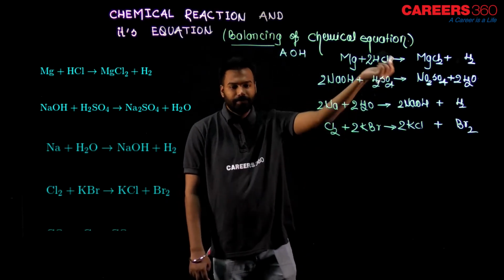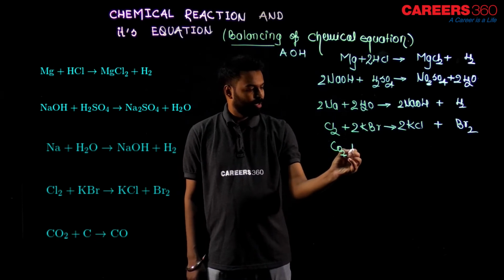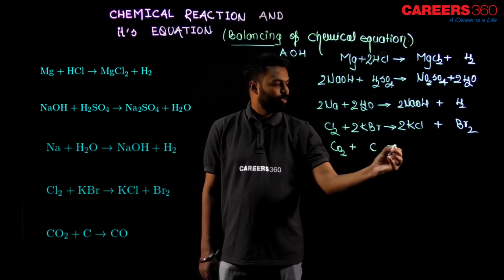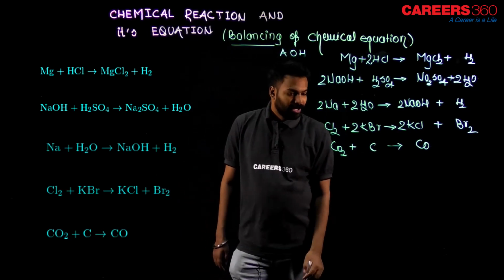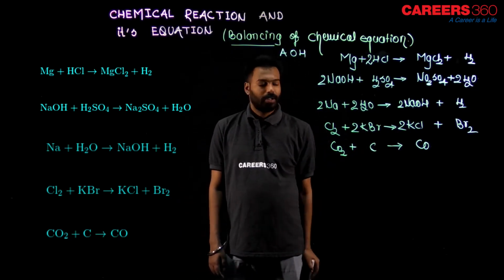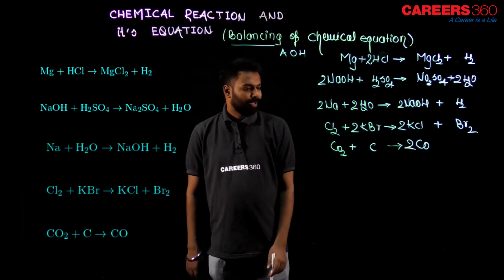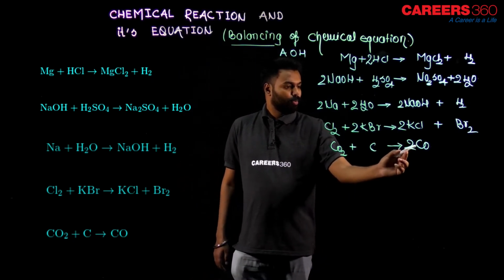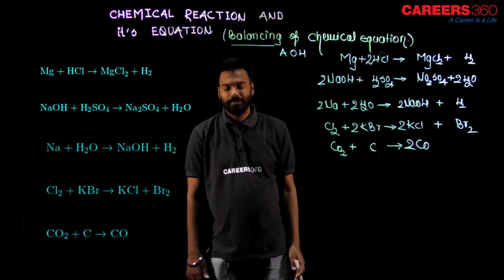This equation. See, CO2 plus C, then CO. Okay. How many carbon here? 1 and 1, 2 carbon. Here is 1 carbon, make it 2. And here 2 oxygen. Here also 2 oxygen, balanced, very easy.